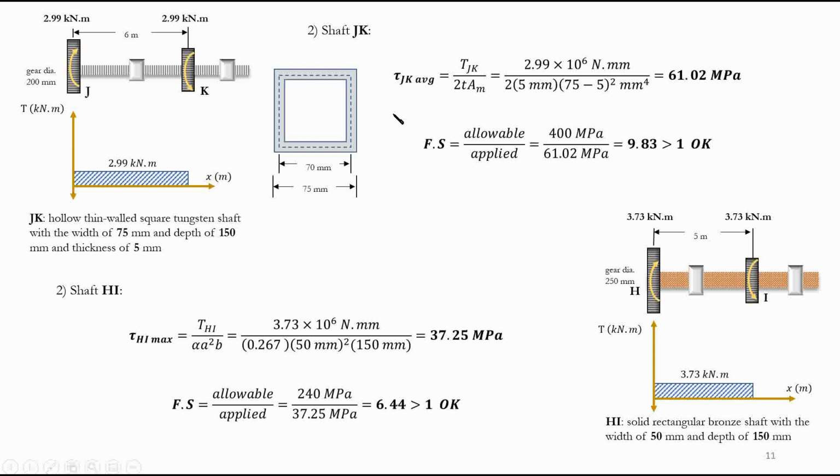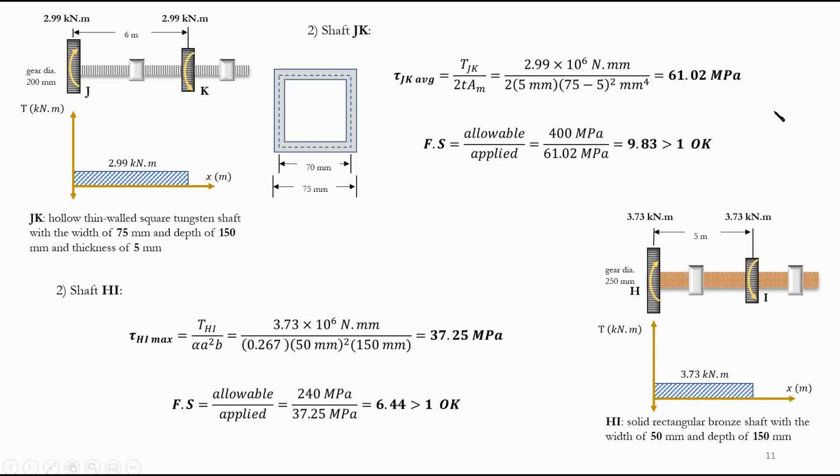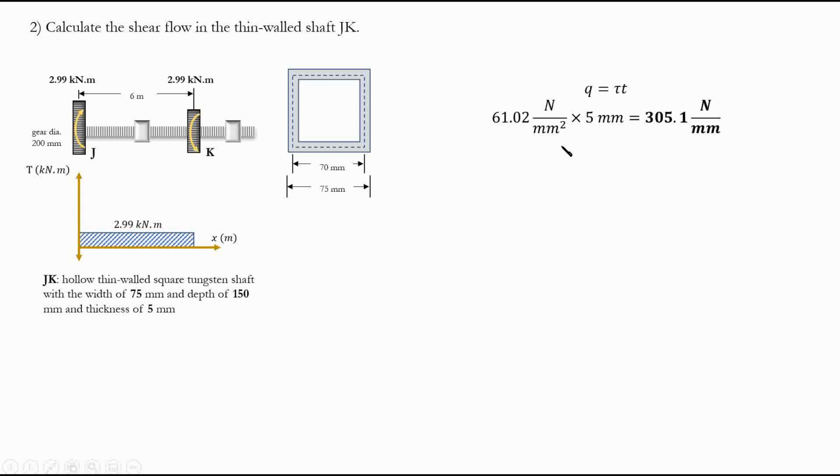So we know the stress at basically at any point in this section, right? So we can say that, okay, here I have 61.02. Of course, when I say for any section here, it's very important. So this is the average stress, right? So the formula that we have is for average stress, right? That's the formula we know, right? So we can calculate our shear flow is also based on this average stress.